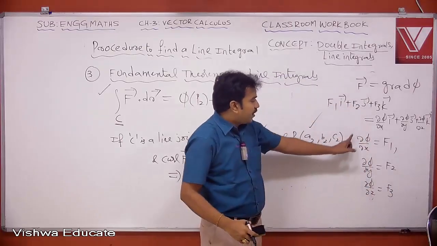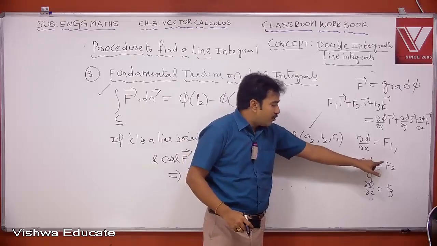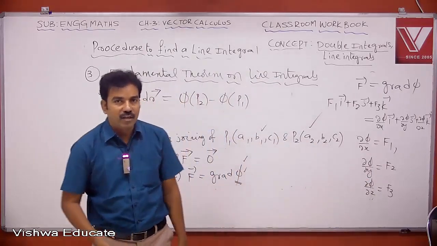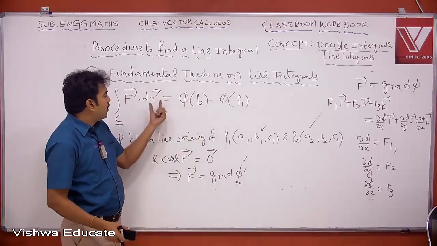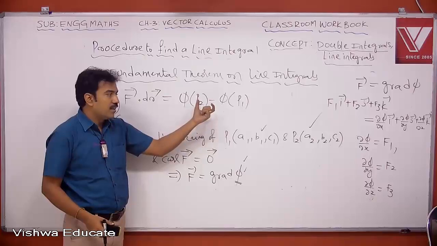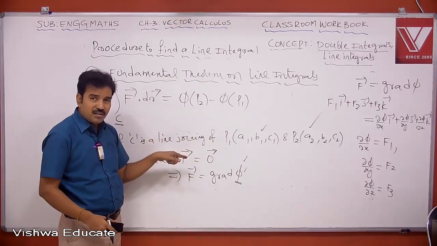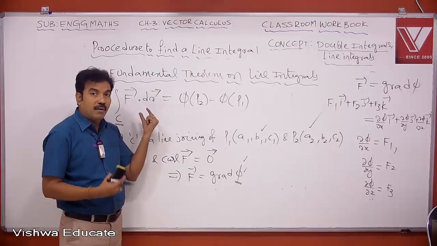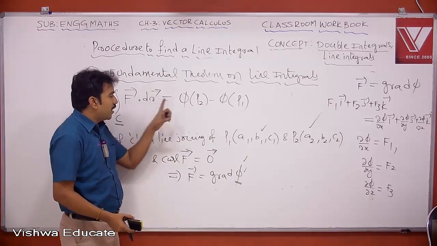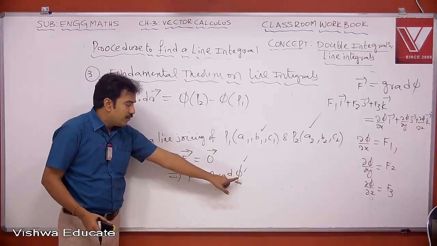Now let us take these three equations: dou pi by dou x equals f1, dou pi by dou y equals f2, dou pi by dou z equals f3. Solve for pi in terms of x, y, z. Once you get pi, the line integral becomes pi of the second point P2 minus pi of the first point P1. So when C is a line joining 2 points and curl f bar equals the null vector, my job is very simple. The line integral becomes pi of the second point minus pi of P1. The only thing is you need to find pi.